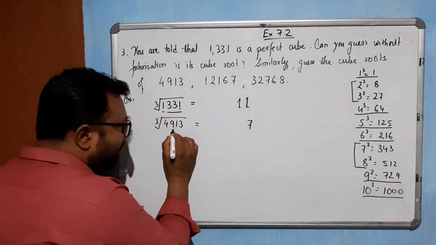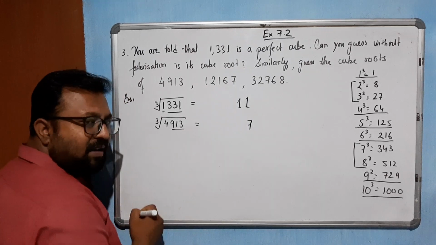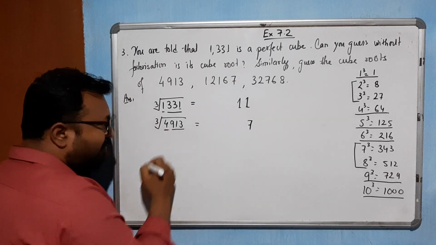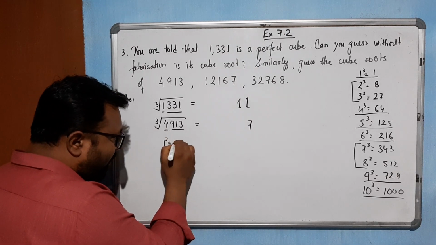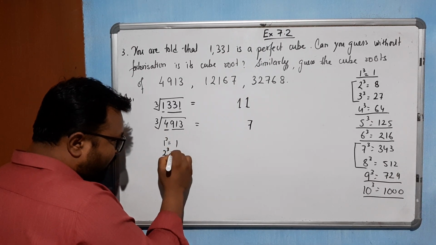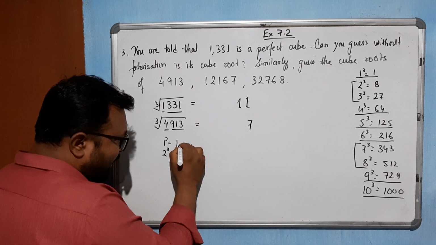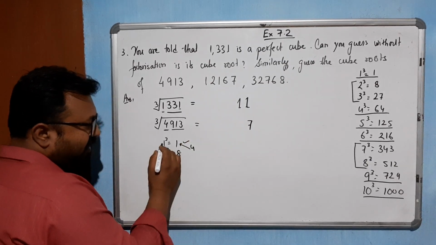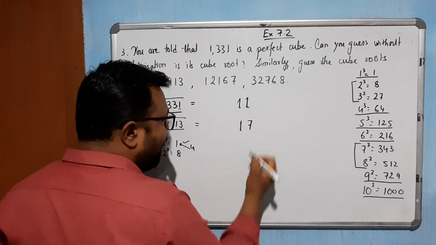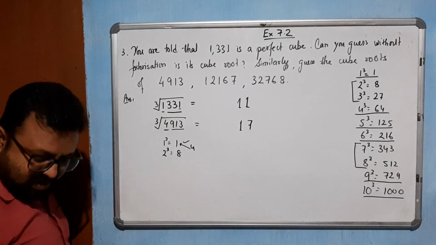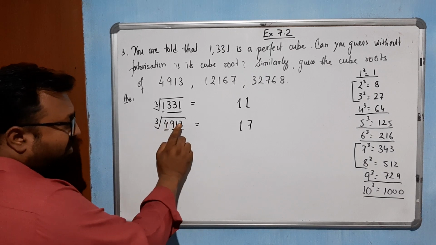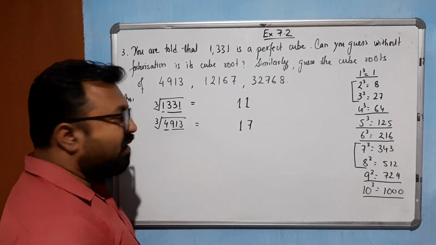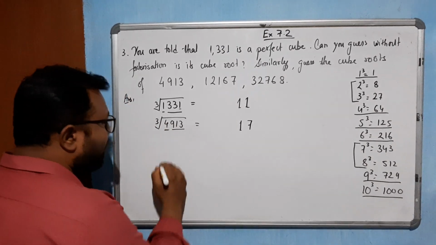Now again I will remove these 3 digits, 913. So what is the remaining number? 4. Let's see, this is nearer to which cube? 1 cube equals 1, 2 cube equals 8. So 4 is nearer to 1 cube. So I will use 1 here. Therefore, the cube root of 4913 will be 17. Now come to the next question.